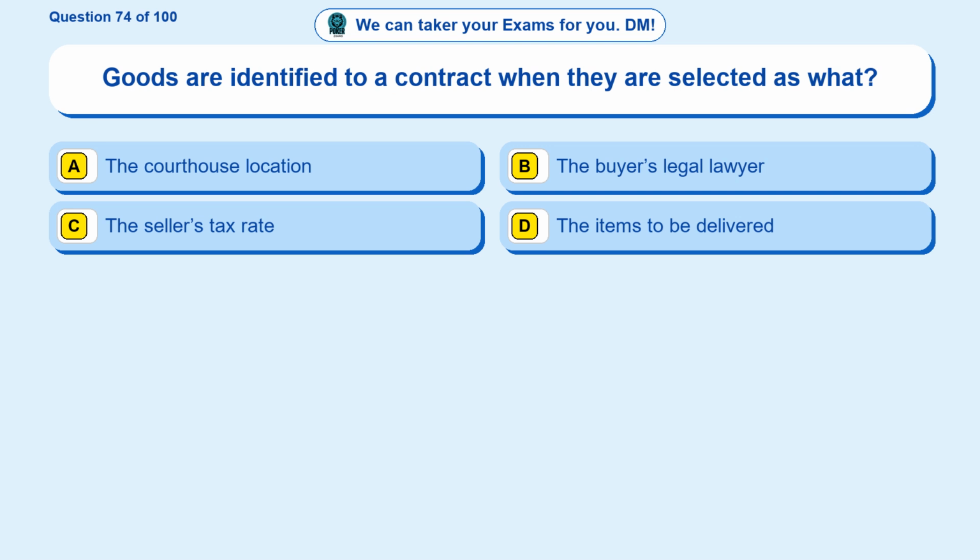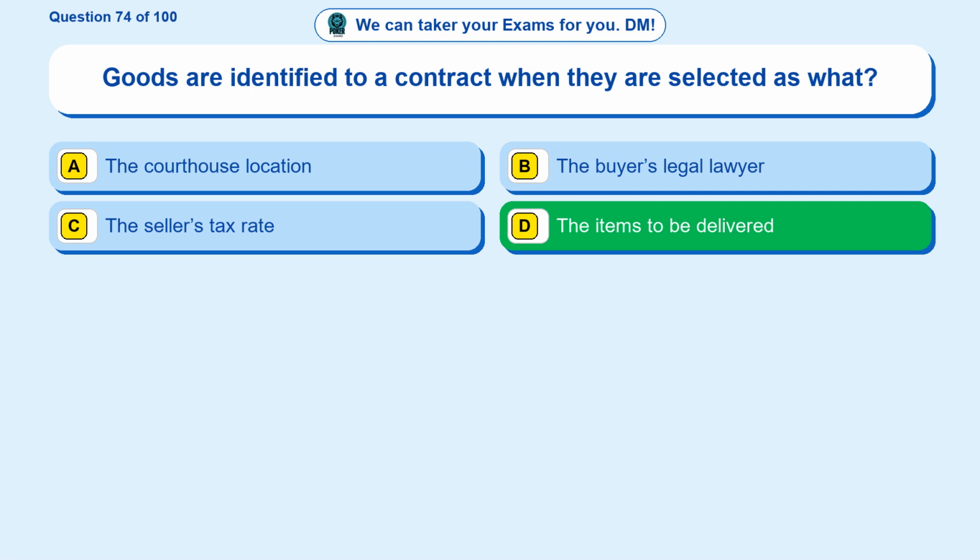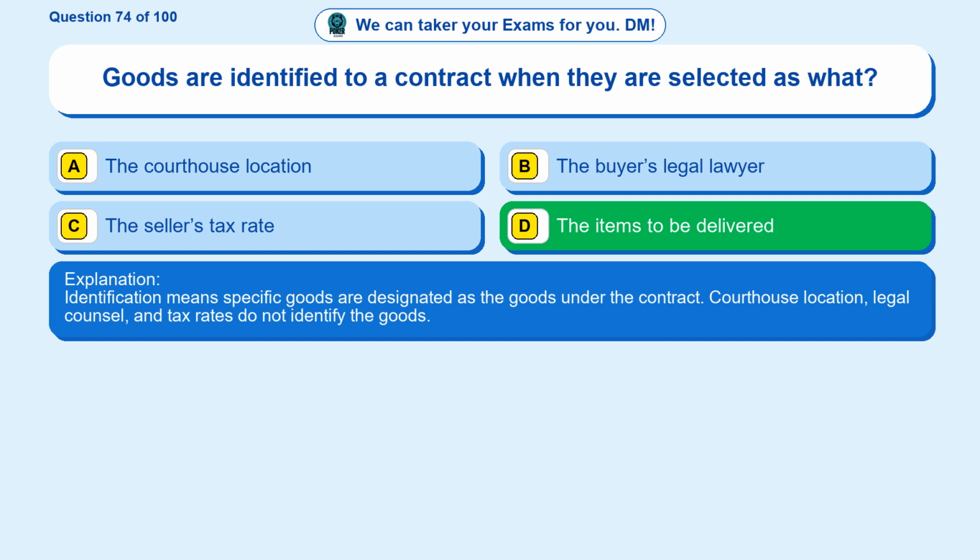Question 74. Goods are identified to a contract when they are selected as what? Option A. The courthouse location. Option B. The buyer's legal lawyer. Option C. The seller's tax rate. Option D. The items to be delivered. The correct answer is option D. The items to be delivered. Identification means specific goods are designated as the goods under the contract. Courthouse location, legal counsel, and tax rates do not identify the goods.